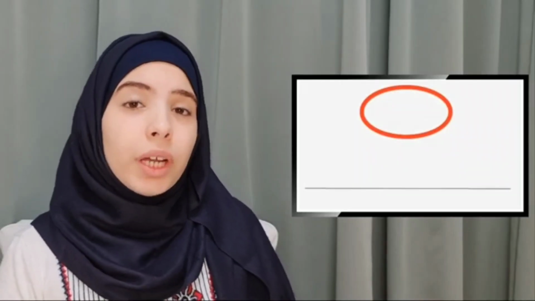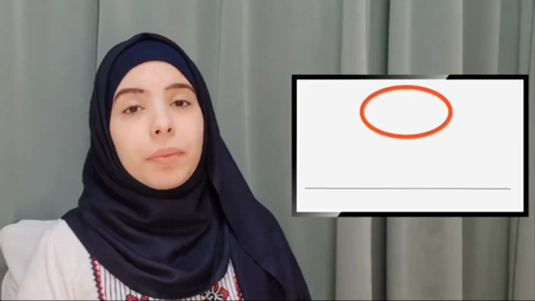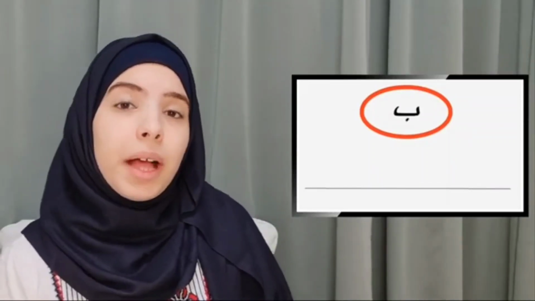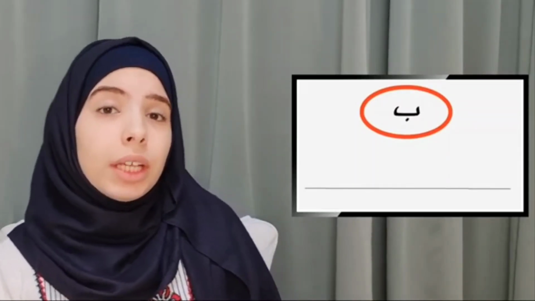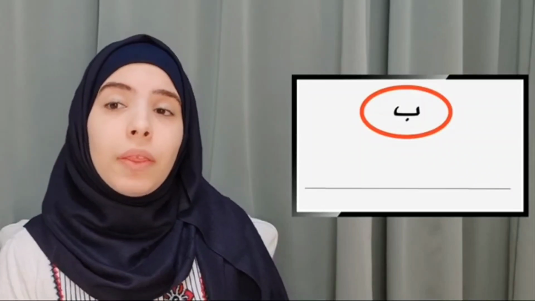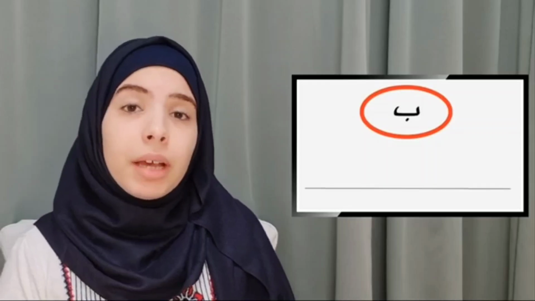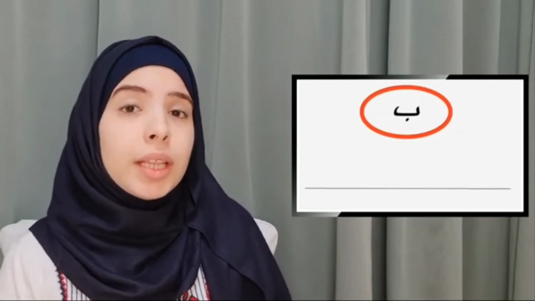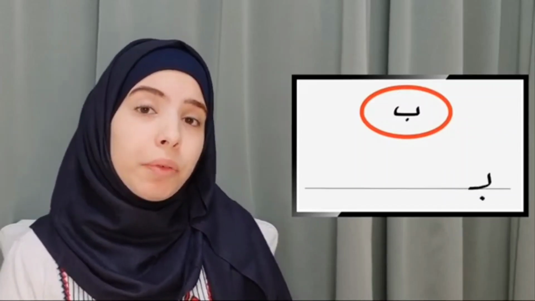Here we go. There are 4 shapes of ba. The first one is the isolated shape. We've just learned it. We write it like this. Watch carefully and try to imitate. Ba. The other shapes are all connected. They connect to the letters next to them. And this is because the letter ba is a connectable letter. So when ba comes at the beginning of a word, we write it like this. We call it the initial shape of ba.